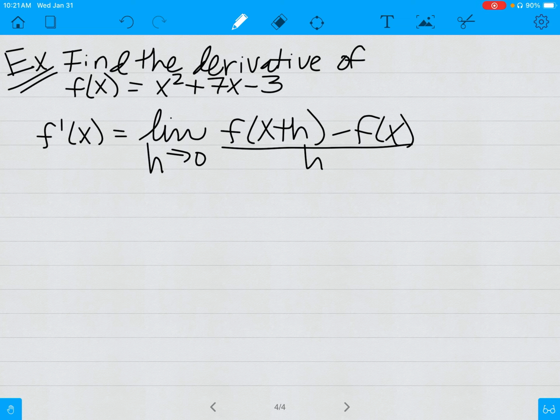So here's what I'm going to do. I'm going to color code it because that helps me, but you can find your own method. If color coding doesn't help you, if you need to do something else, that's totally fine. But we want to find the limit as h approaches 0 of this whole thing.